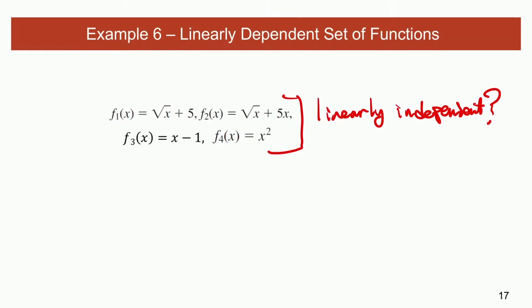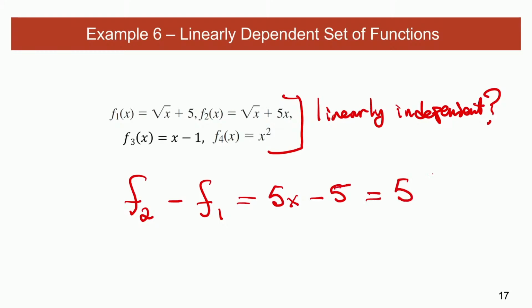All right, did anyone figure out which ones can be combined? All right, how about this? Take a look at F1 and F2. What if we were to do this? Take F2 and subtract off F1. What do you get? Oh, yes, there you go. So it's 5x minus 5, which is the same as 5 times F3. So the answer is no, these are not linearly independent.